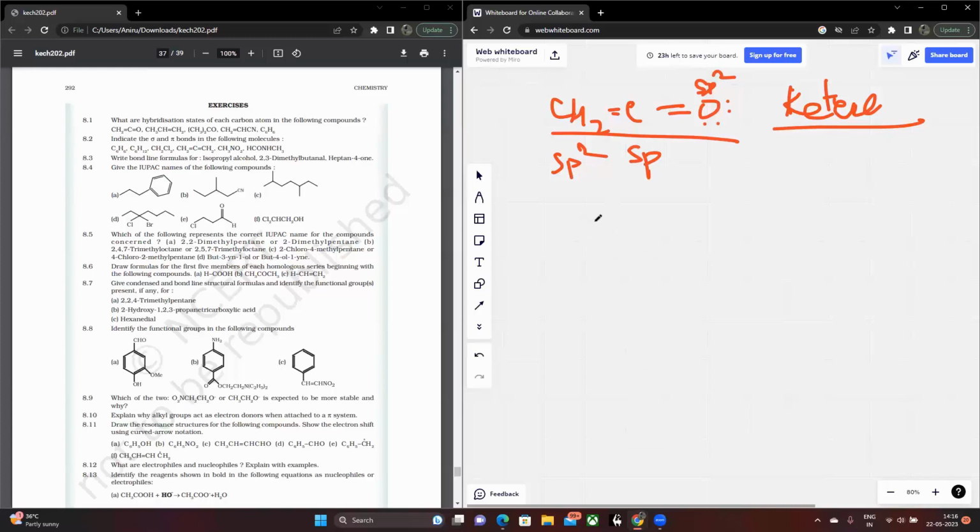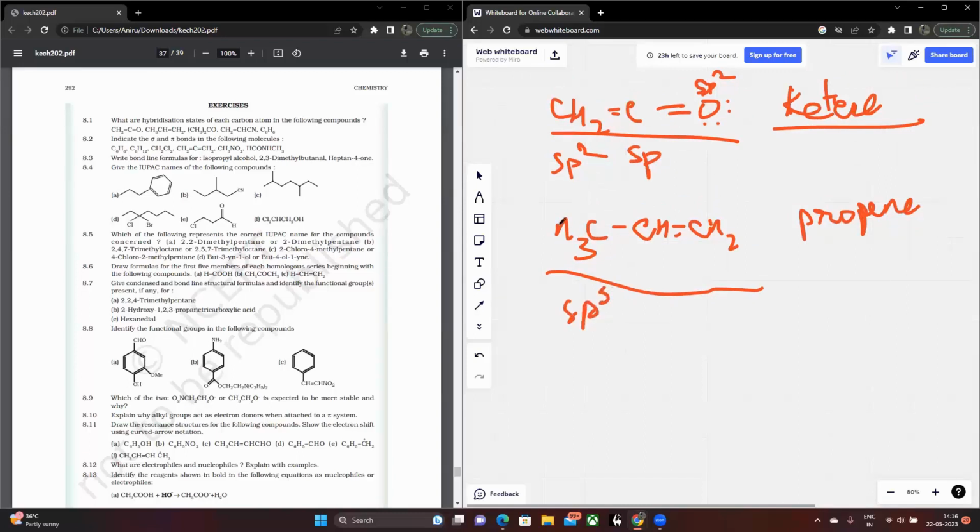The second compound over here, that's CH3, CH, double bond CH2. Pretty easy to see that this is your basic propene, or propylene, whatever you want to call it. Both are the same, but propene is IUPAC, propylene is more colloquial. So this compound, again, everybody knows that CH3 is sp3 always. Nothing to think of, nothing to worry about. CH3 means sp3.